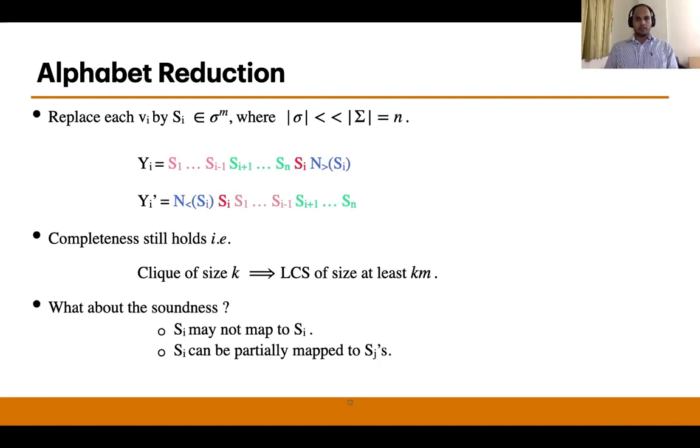What about soundness? In soundness, we have some issues. First, si may not map to si. It is possible that si may map to some other string. There is also a possibility of partial mapping to sj. So we'll analyze these two cases.